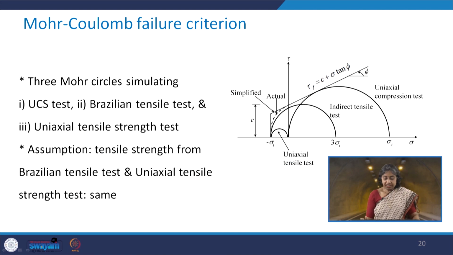Now, I have already explained that we have 3 circles, one for the UCS, one for the Brazilian test, and another one for the uniaxial tensile strength test. The assumption involved here is that the tensile strength obtained from the Brazilian test and from the direct or uniaxial tensile test is assumed to be the same. That is why both circles have minor principal stress as minus sigma t.